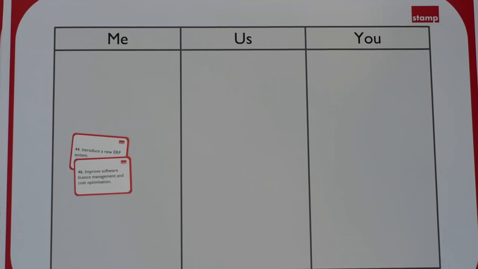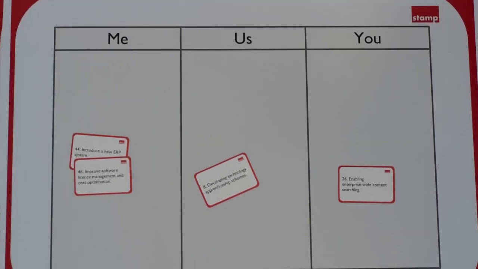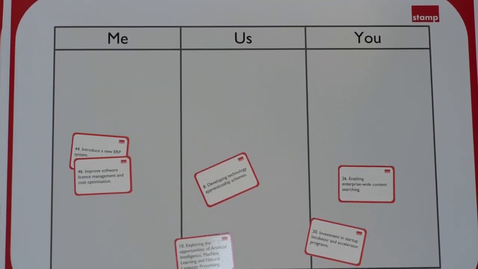Developing new technology apprenticeship schemes up next. And that would probably be something that they would want to hopefully work in more collaborative ways on. Enabling enterprise-wide content searching. You can see in some organisations that will get called out as being something that the digital team is involved in. Similarly, this next card, investment in startup, incubator and accelerator programs, might be something that a digital team is looking at. Next one up, exploring the opportunities of artificial intelligence, machine learning and other natural language buzzwords, and maybe both teams would be looking at that.